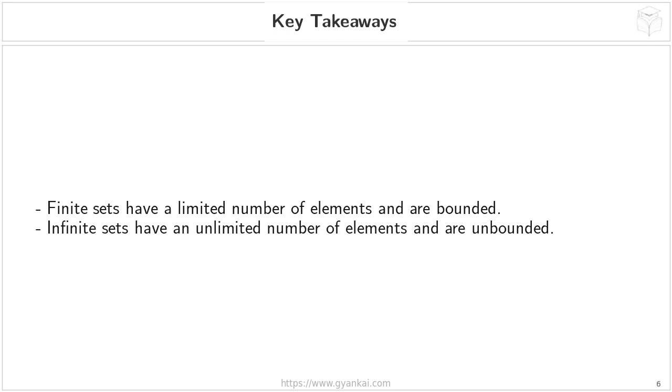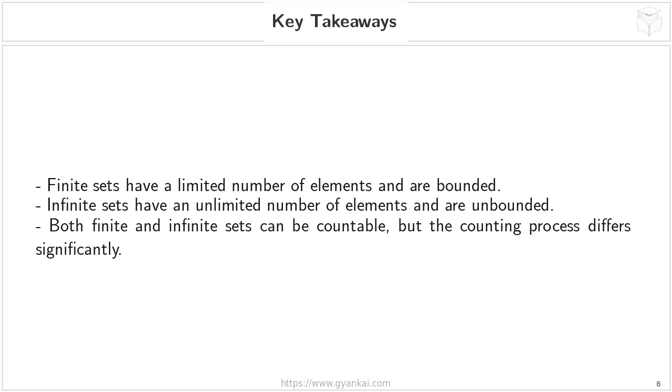Next, infinite sets have an unlimited number of elements and are unbounded. This is the opposite of finite sets. Unlimited means you could keep counting forever and never reach the end, and unbounded means there's no largest or smallest element. Take the natural numbers, 1, 2, 3, and so on. You can always add one more, so there's no upper limit.